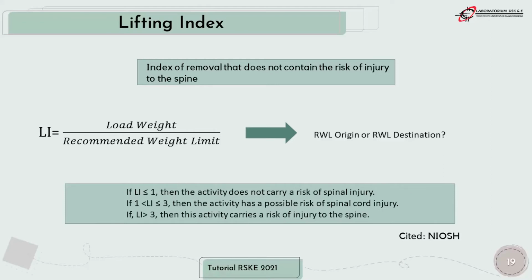For the recommended weight limit, you will get it from the results of the previous measurement, where each layout will have two RWLs, right? Namely the origin RWL and also the destination RWL. So to include this in the lifting index formula, you have to choose the smallest RWL value. Why? Because the smallest RWL value is more dangerous. Then after you calculate and find the results, you can categorize the lifting index value into the classification shown in the slide.